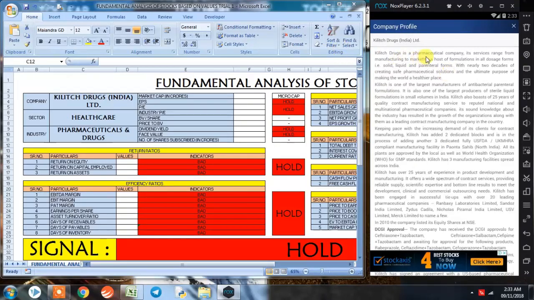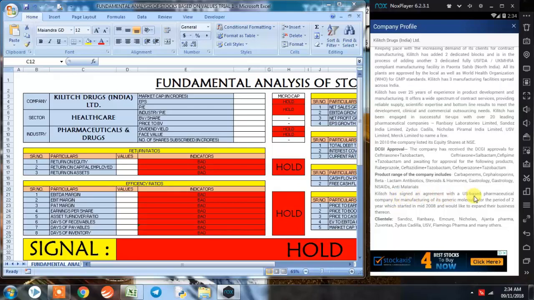Now KILITCH Drugs is a pharmaceutical company. KILITCH is one of the largest manufacturers of antibacterial parenteral formulations. It is also one of the largest producers of sterile liquid formulations in small volumes in India. It has also signed an agreement with a US-based pharmaceutical company for manufacturing of its generic molecules for the period of 2 years. The clientele of this company includes Sandoz, Ranbaxy, Emcure, Nicholas, Ajanta Pharma, Juventus, Zydus Cadila, USV, Flamingo Pharma, and so this was about the company.